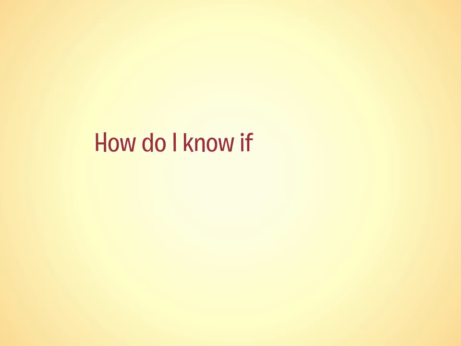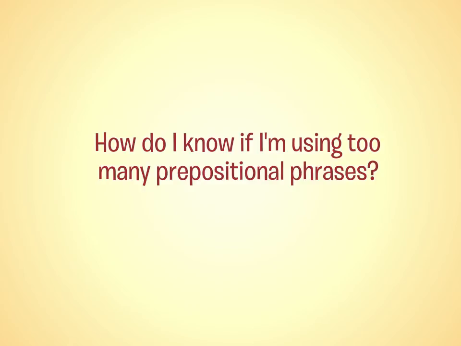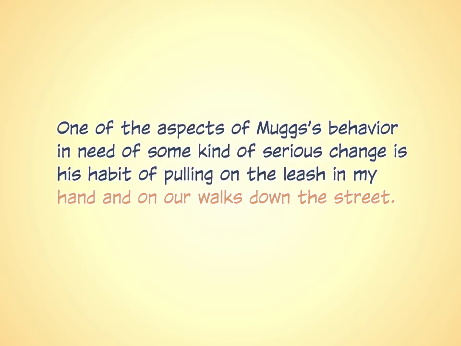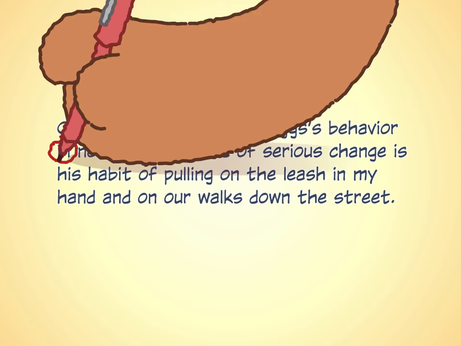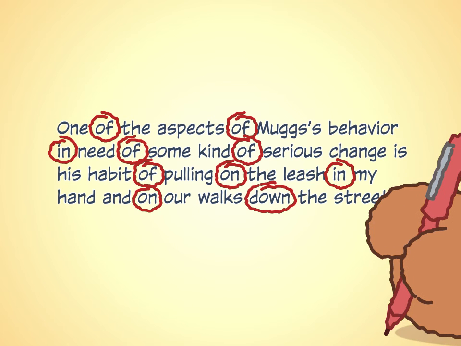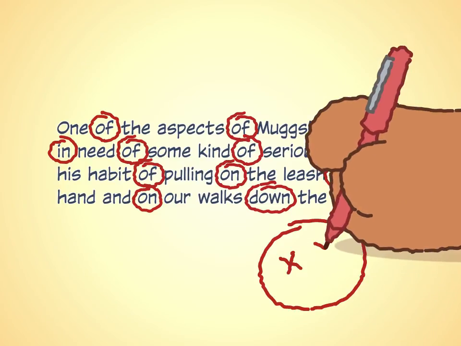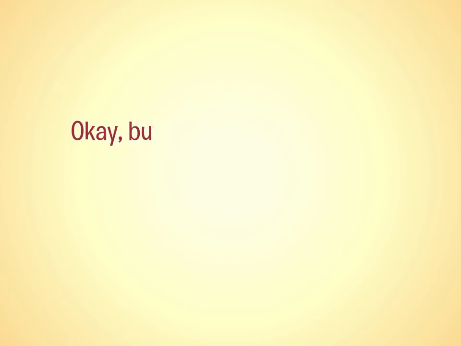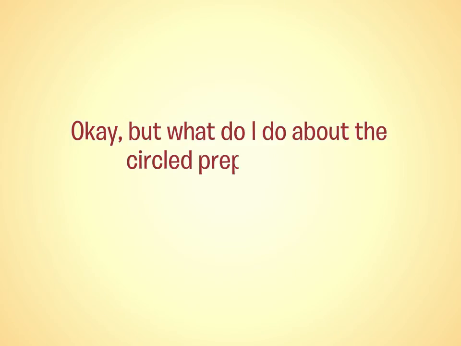How do I know if I'm using too many prepositional phrases? Here's one way. Look at the following sentence. One of the aspects of Muggs's behavior in need of some kind of serious change is his habit of pulling on the leash in my hand and on our walks down the street. When you proofread, circle all the prepositions. If your paper seems to have chicken pox, you may have some sick sentences, especially if you notice several prepositional phrases in a row.